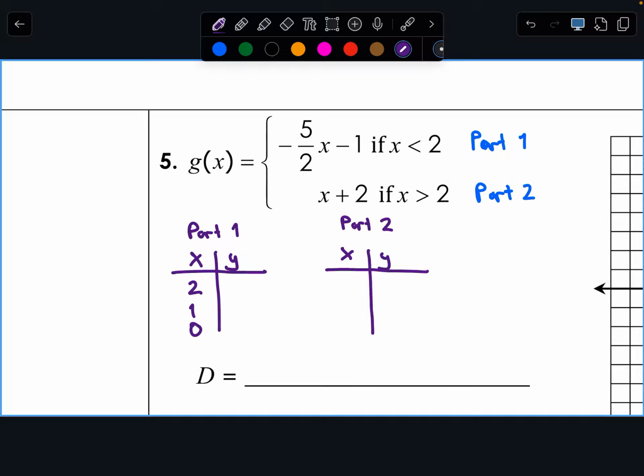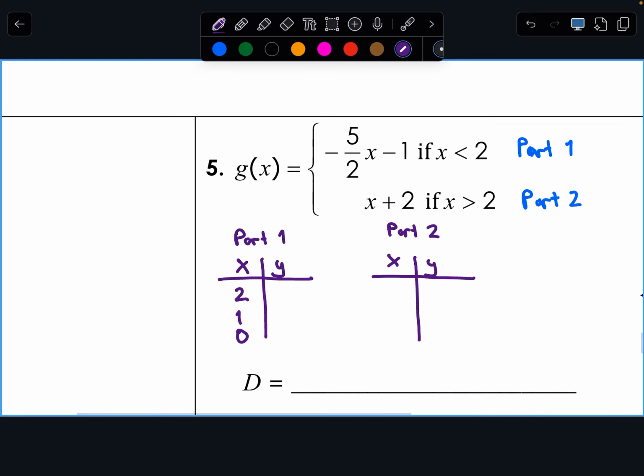Now the next thing we're going to do is calculate what each of these is equal to. Notice that the equation here is negative 5 over 2 x minus 1. Let's do x equals 2, which means we plug in negative 5 over 2 times 2 and then minus 1. The first one, 2, is negative 6. 1 will be negative 3.5, and 0 is negative 1.